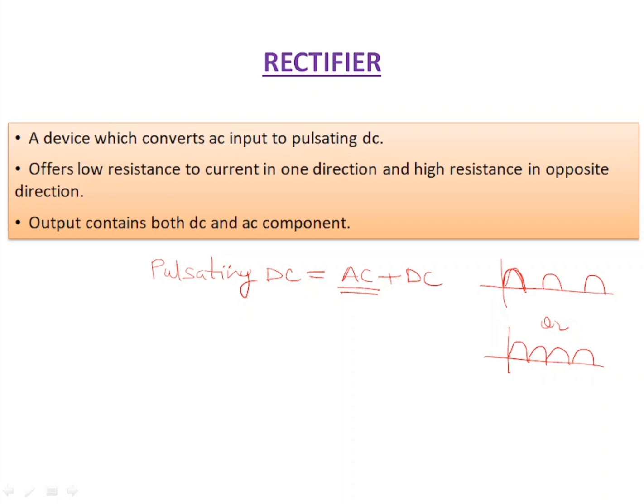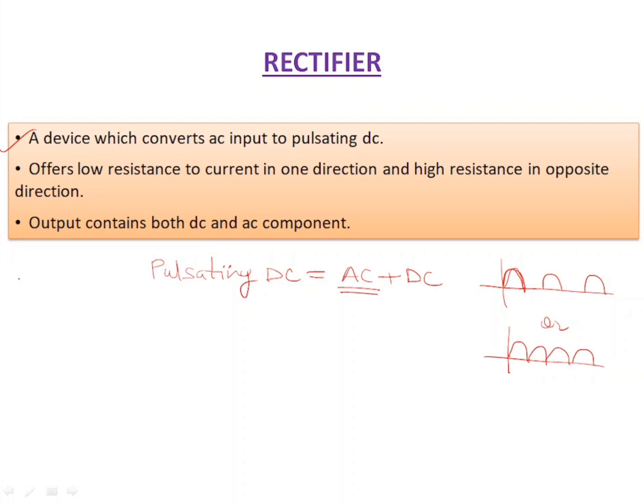It is still varying with time, but DC voltage does not vary with time. That's why we call it AC. And DC means these waves can be seen only in the positive direction. That's why these are called DC in nature also. Now the first point is clear. Now second, it offers low resistance to current in one direction and high resistance in the opposite direction.